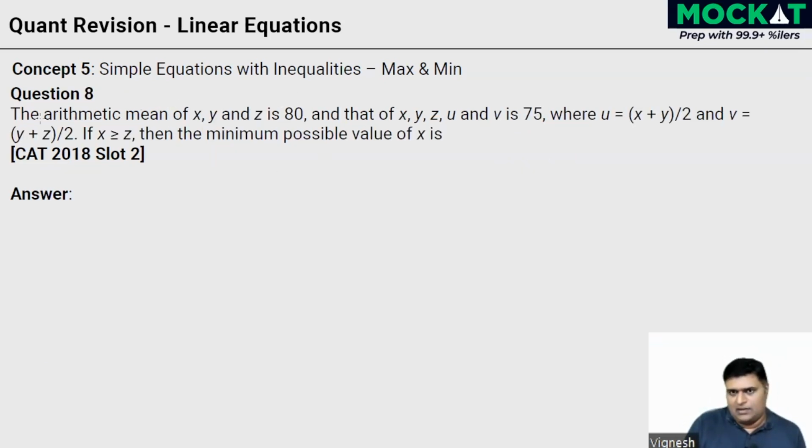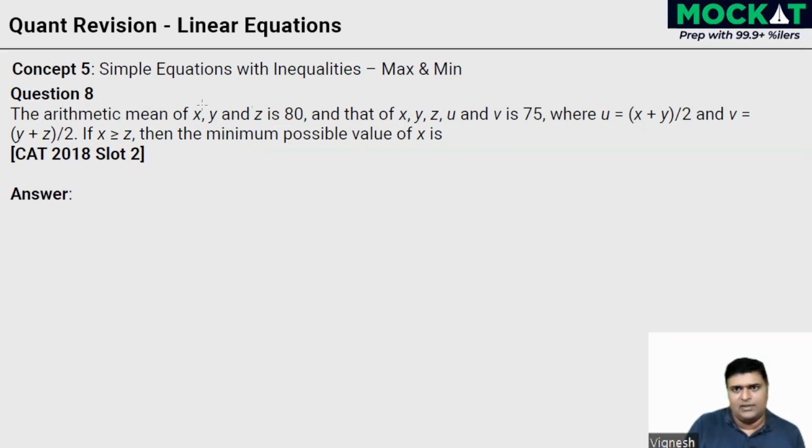Question 8. The arithmetic mean of x, y, and z is 80. One equation, 3 variables, fine. That of x, y, z, u, and v is 75. Okay, now 5 variables are brought in. Then u is (x plus y) by 2, v is (y plus z) by 2. I have 4 equations now, totally 1, 2, 3, and 4. And they've said x is greater than or equal to z. Then minimum possible value of x is what? I can't solve for all of them because I have one equation less, 5 variables, 4 equations, 1 inequality. Then I can go for the minimum, maximum, all of that.